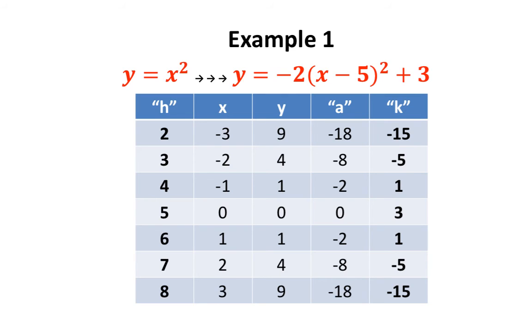Let's recap what we just did. We started with our base parabola of y equals x squared, which gave us a table of values. Then we applied our transformations related to a. Then we applied our transformations related to k. And last but not least, we applied our transformations related to h. And just remember, h is very counterintuitive, so you have to be super cautious when dealing with that transformation.